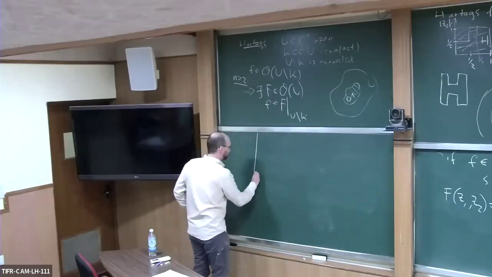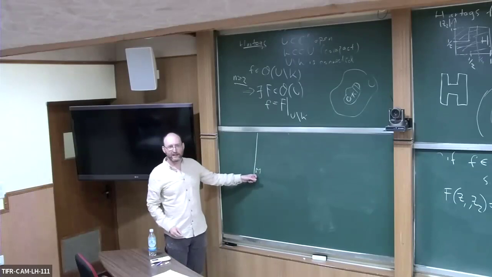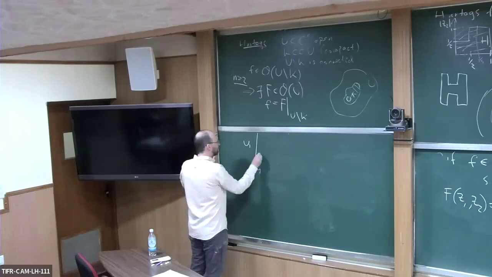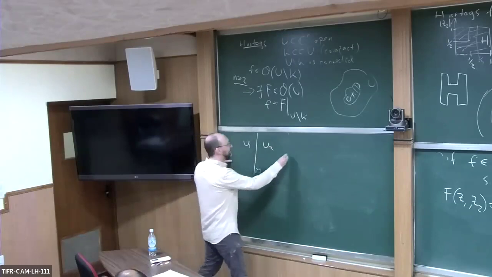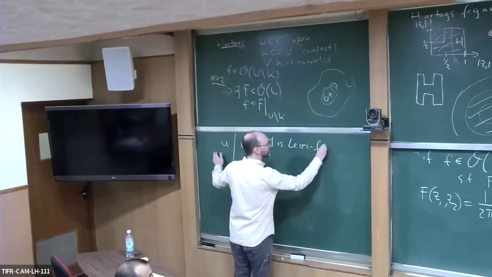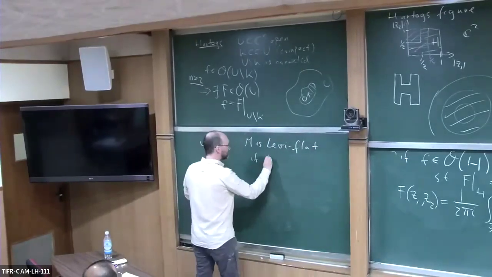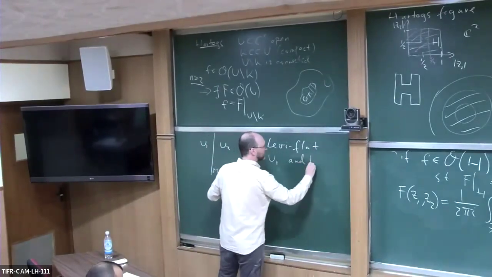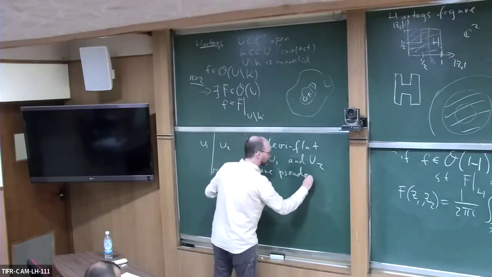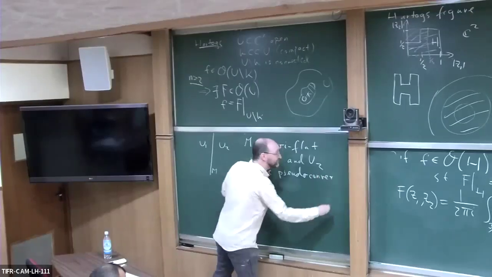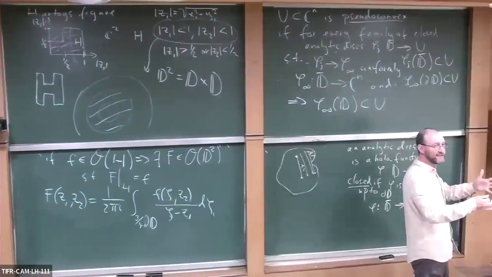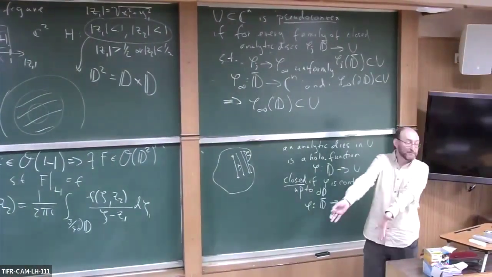So this is going to be my M, and it's going to divide space into two pieces, and I have U1 and U2. We're going to say that M is Levi-flat if U1 and U2 are pseudoconvex. And so from convexity, that's really saying that we really have a flat hypersurface, right?